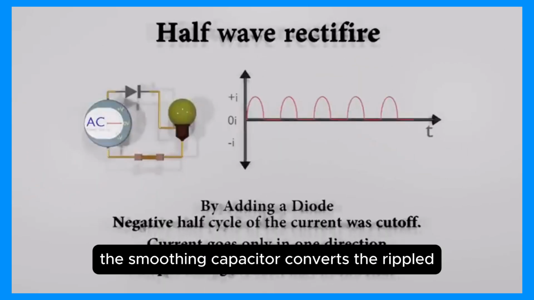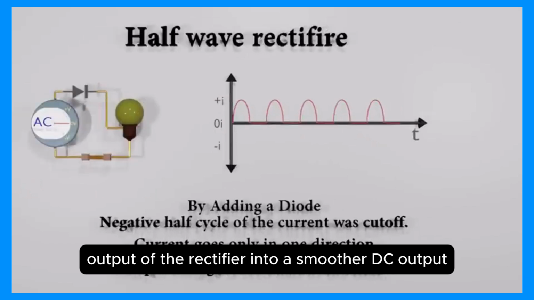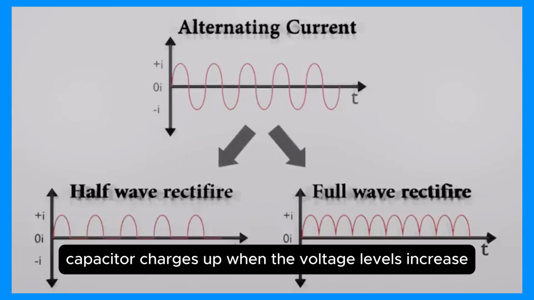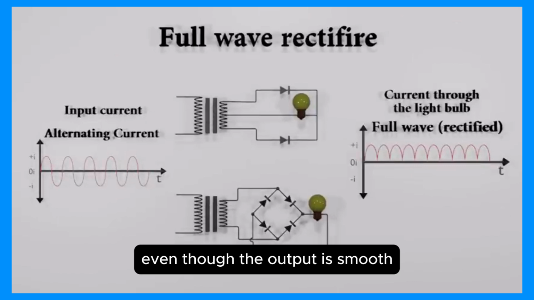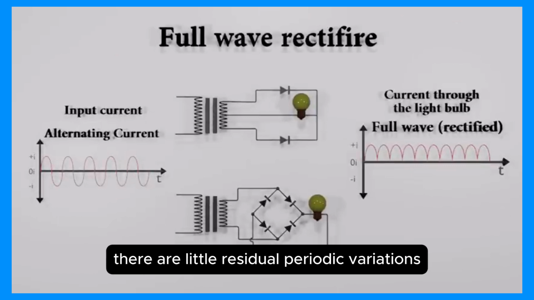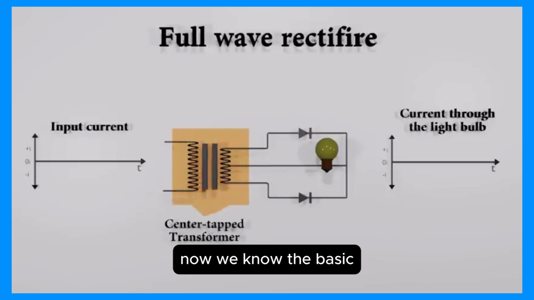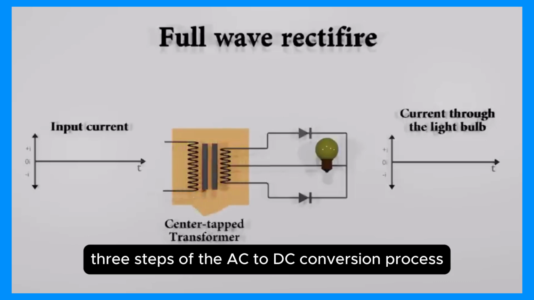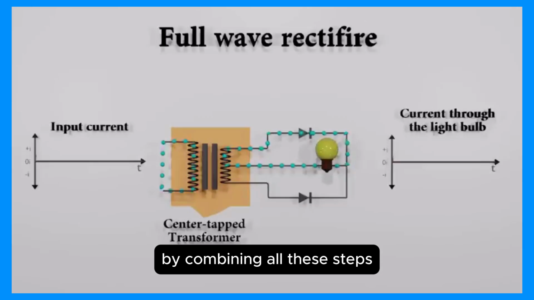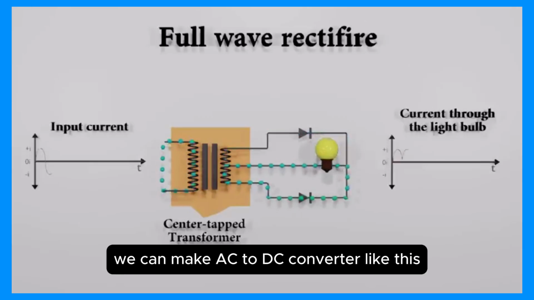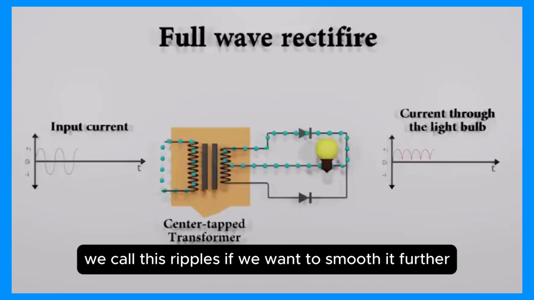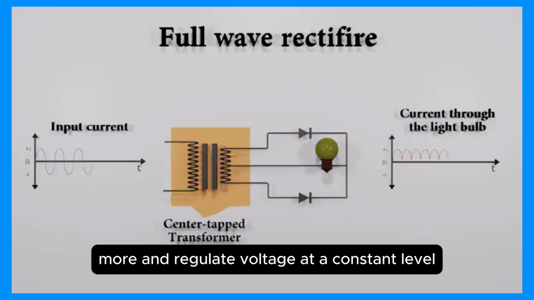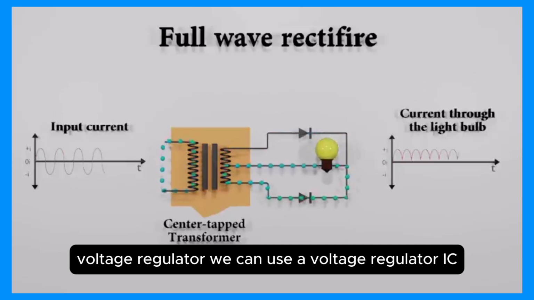The smoothing capacitor converts the rippled output of the rectifier into a smoother DC output. The capacitor charges up when the voltage level increases, and it releases the stored charge when the voltage level decreases. Even though the output is smooth, there are still little residual periodic variations. Now we know the basic 3 steps of the AC to DC conversion process. By combining all these steps, we can make an AC to DC converter like this. But still, our DC output signal has slight variations. We call these ripples. If we want to smooth it further and regulate the voltage at a constant level, we need a voltage regulator.